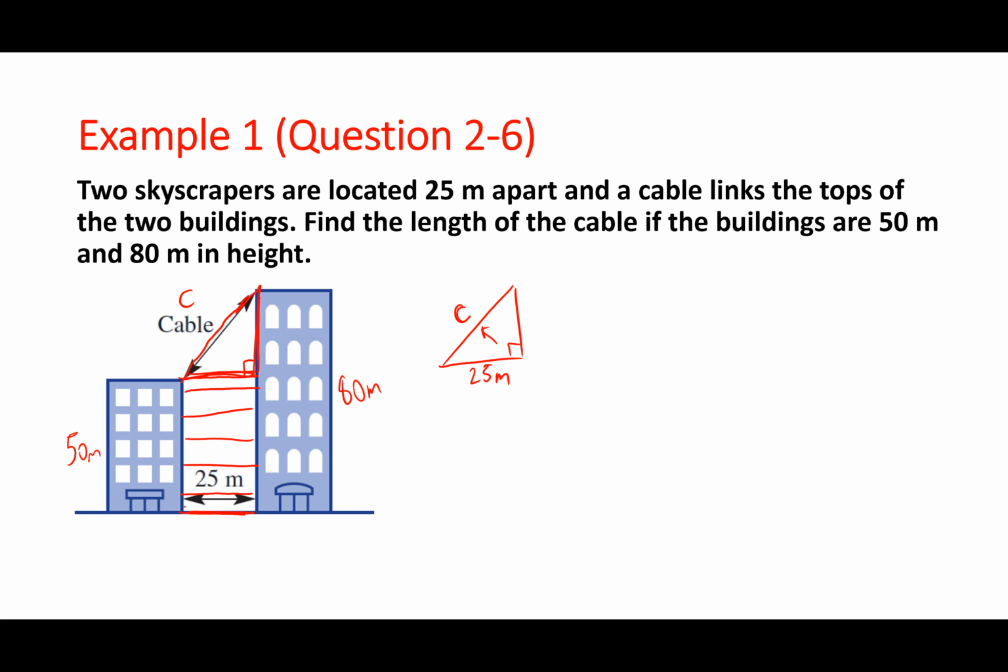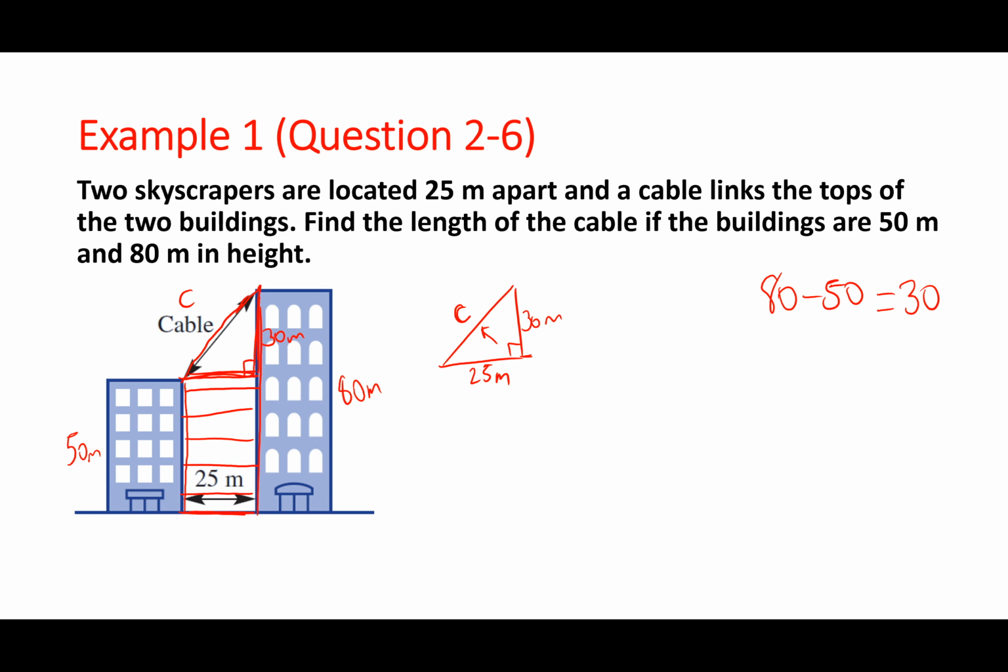Well, I know that the building on the left is 50 meters high, and the building on the right is 80 meters high. So the question now becomes, how much taller is the right building than the left building? Doing some quick, simple maths, 80 minus 50 is equal to 30. So this is basically where the first building stops, and this is where the second building stops. There's an extra 30 meters between the two buildings. And so there we go, we get our right-angled triangle.